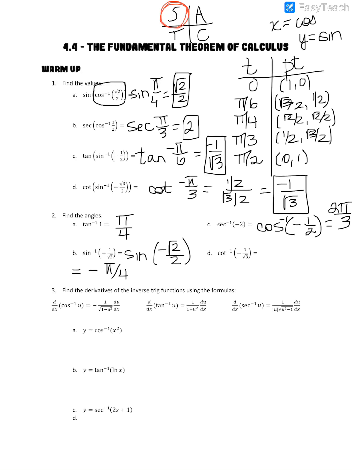All right, last one, D. We have cotangent inverse of negative 1 over radical 3.